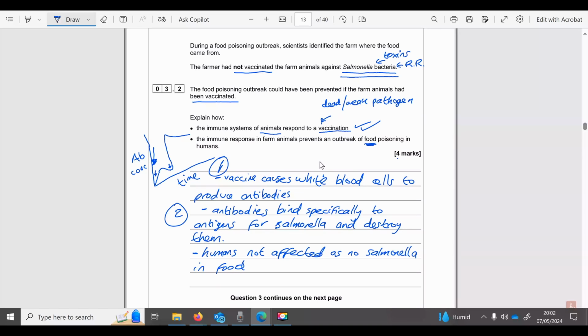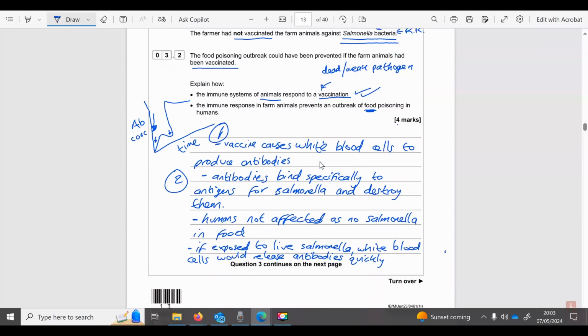What we want to make sure that we mention in our answer finally is what happens in the secondary response. So, in the secondary response, if the farm animals were exposed to the live version of Salmonella, the antibodies would be produced rapidly and they would destroy this Salmonella quickly. So let's just write that.